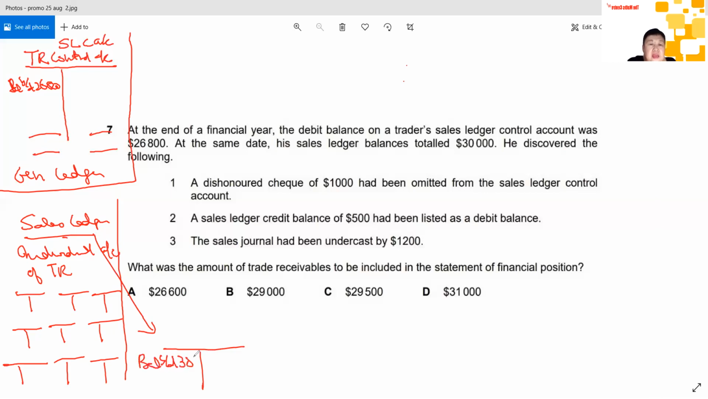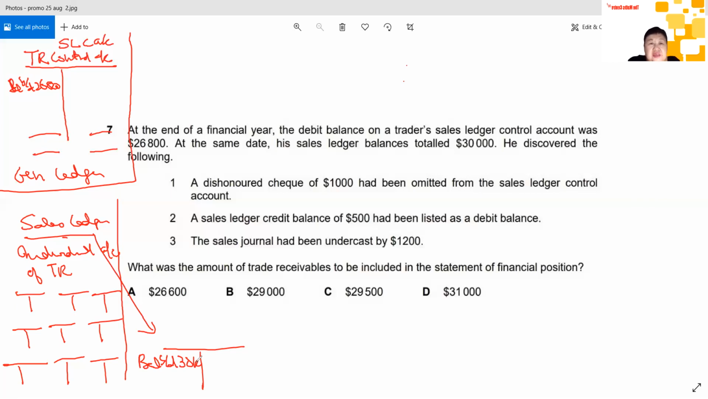Now by right, if you have kept your individual trade receivables accounts correctly, let's say there are 100 customers here, then when you add up the total of their debit balances at the end of the year, let's say 31st of December, the total figure 30,000 should by right, for all intents and purposes, be the same as the trade receivables control account. It should also be 30,000.